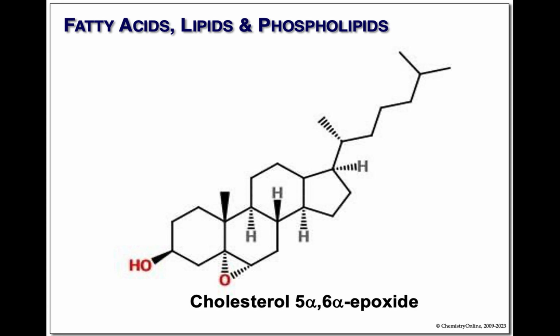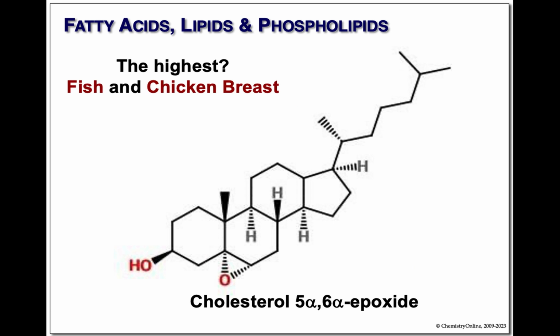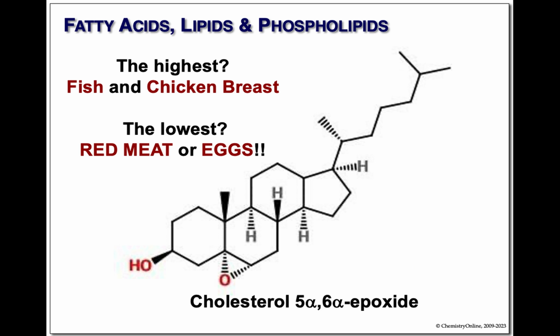So what foods have the highest level of cholesterol epoxide? Fish and chicken breast. Which foods have the lowest? Red meat and eggs. Now, you have to cook your meat really red, your eggs really loose, but yeah, fish and chicken breast are the highest in the toxic form of cholesterol. No dietitian in the world will tell you that. Any questions?